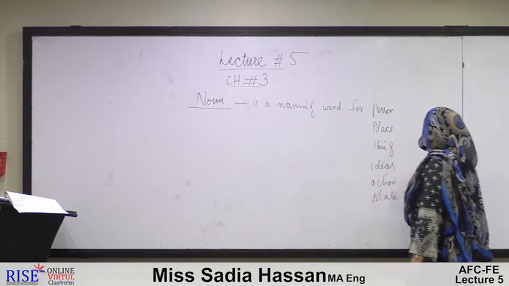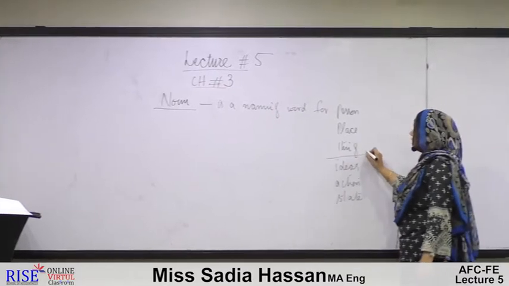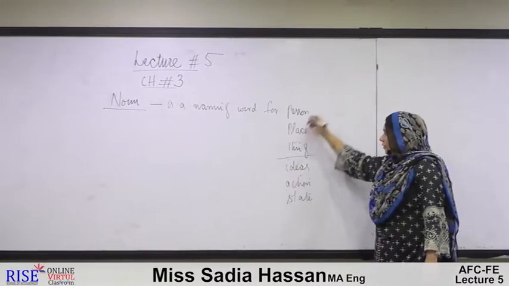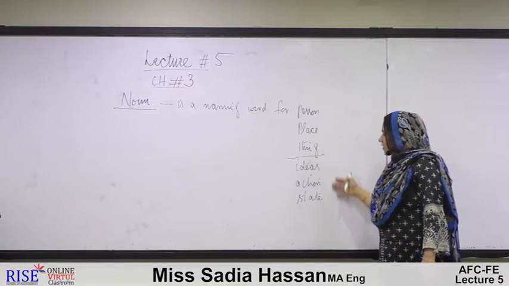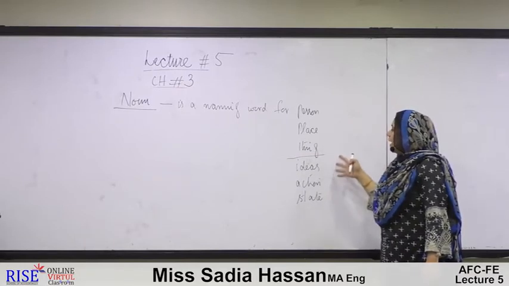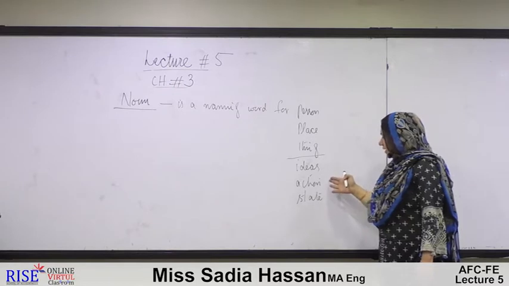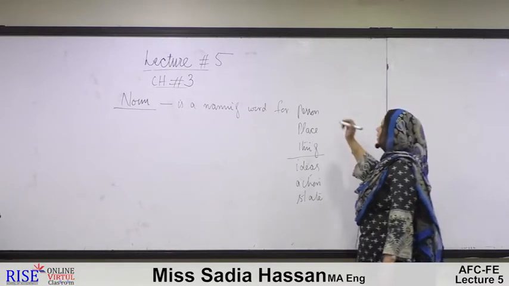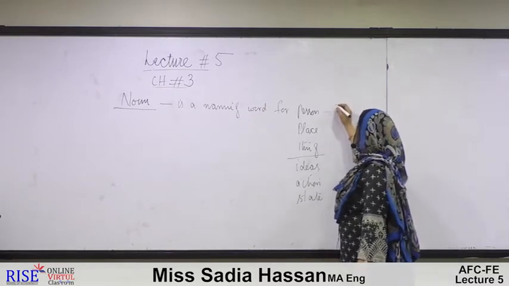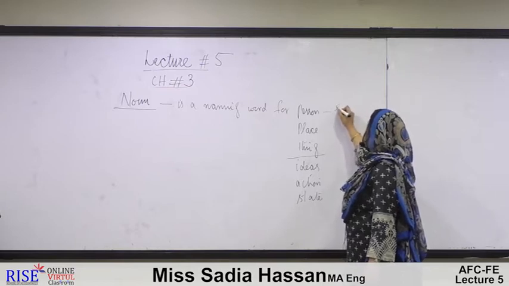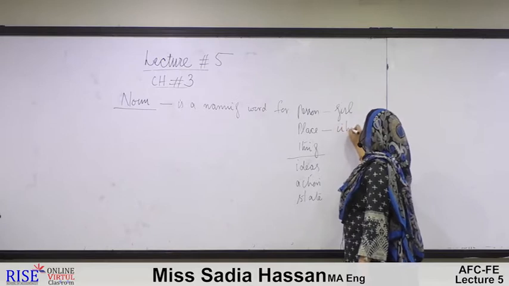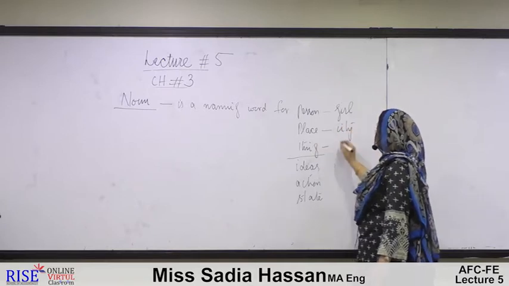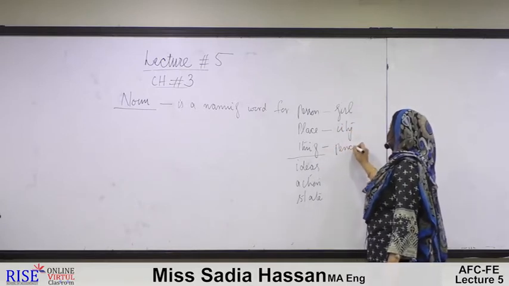Now grammarians have added these 3 areas to noun. Before, we already had the earlier areas, but now we have extended the area of noun, adding these ideas, actions and states in it. For a person, we actually have girl, that is a noun. Place, city is a noun. Thing, pencil is a noun.